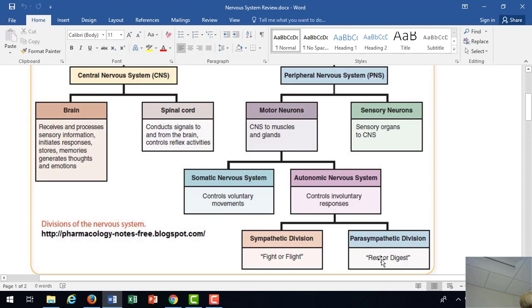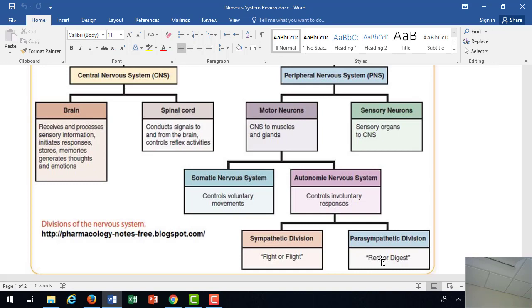The autonomic is further broken down, remember, into the rest and digest system, which we call parasympathetic. Those motor neurons will slow the heart rate, promote contraction of smooth muscle in the digestive tract, promote urination, promote defecation, having a bowel movement, all those rest and digest activities.